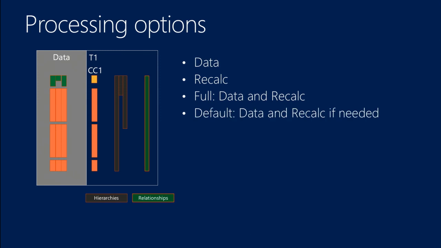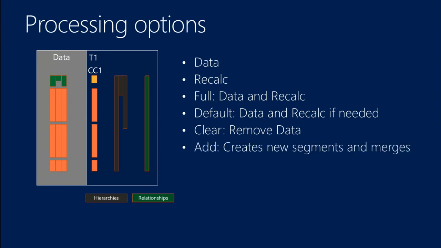Process default means we do process data, and we do process recalc if needed. So process default is often a safe choice. We will be smart enough. In some cases we will have it wrong, then processing will take a little bit longer. If you want to be really safe, you do process data and process recalc when you know things are right. Process clear will remove the data in a partition or a table. Process add creates a new segment and merges the other segments. So this goes a little bit deeper into the underlying covers.